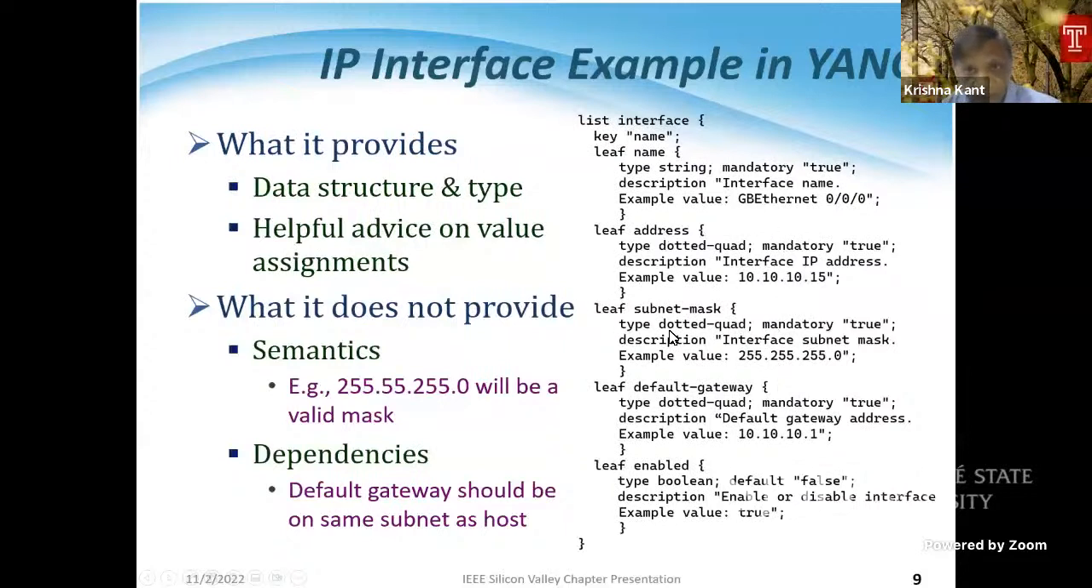Okay. So what this specifies is, for example, the type of the address. They defined a special type called dotted quad. It's like 10.10.10.15 for that kind of address. It gives you a description of what this is for. It also gives you an example.